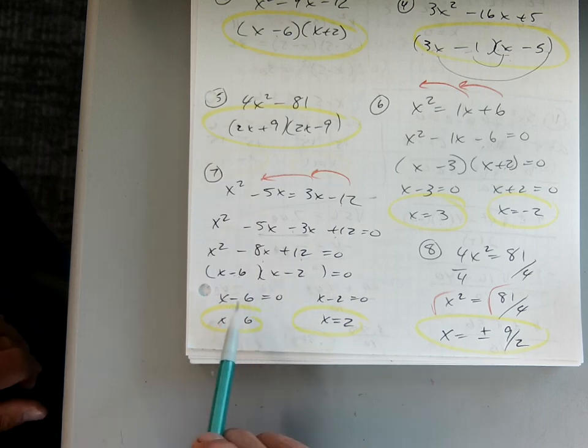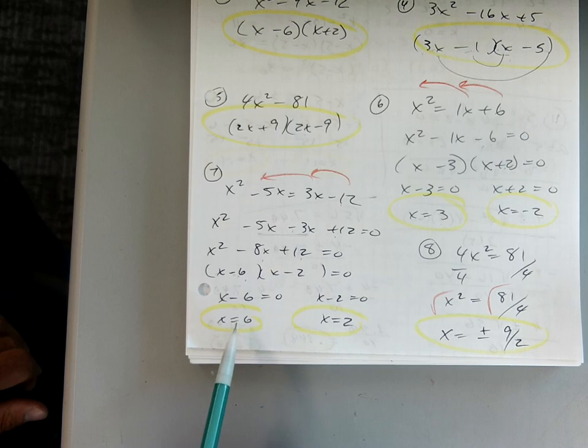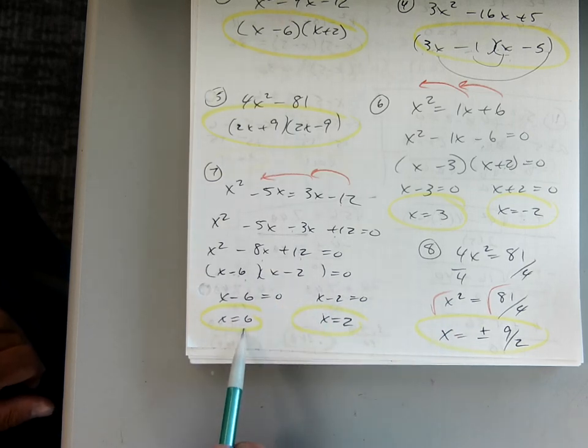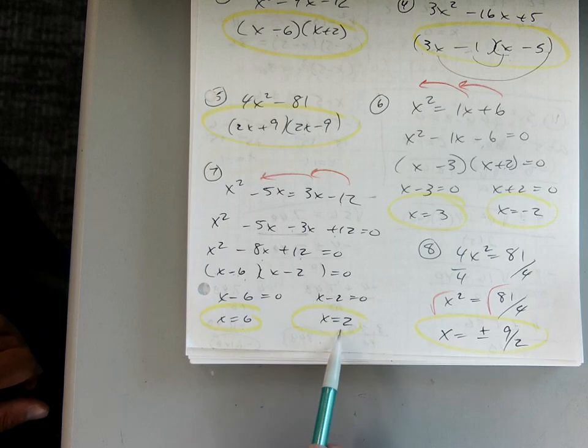I've got my mini equations, x minus 6 equals 0, boom. And I've got an x minus 2 equals 0, boom. So I solve and I get x equals positive 6, and x equals positive 2, boom, okay?